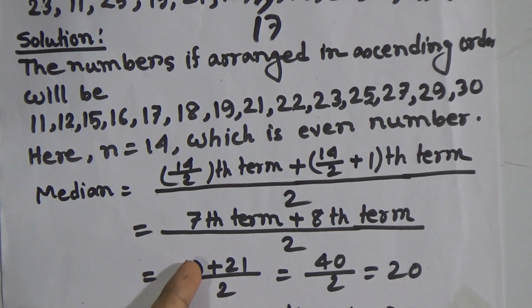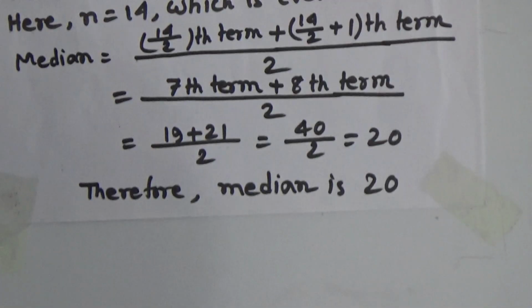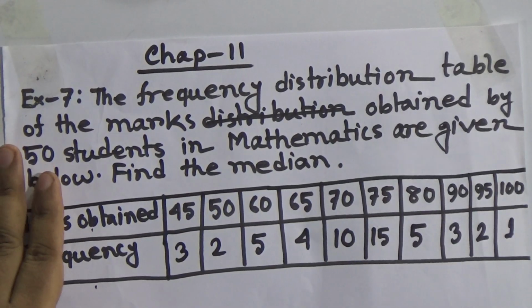That means if we add these two numbers, we get 40 divided by 2. We divide 40 by 2 and we get 20. So this 20 will be the median of the given data. I hope you have understood. This is the answer of question number 6. Next we shall solve example number 7. It's so easy math. Okay.